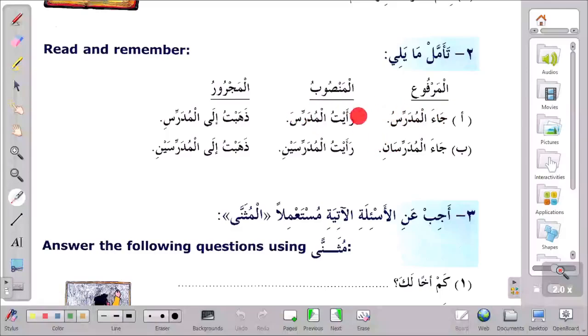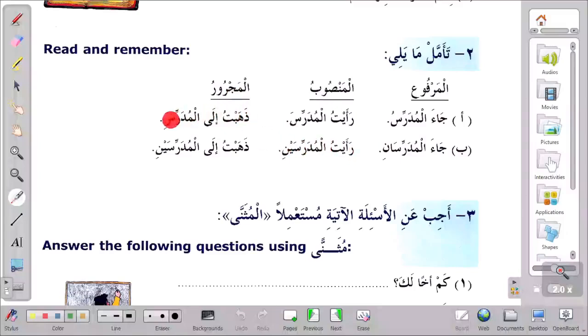You won't change the kasra at the end of the nun to fatha. Like here, mudarrisu when it is marfu, mudarrisa when mansub, you don't come and do the same thing here, changing the kasra to fatha. What you are supposed to do is to change the alif. The alif is what determines the i'rab. So you change it to ya. Ra'aytu al-mudarrisaini.